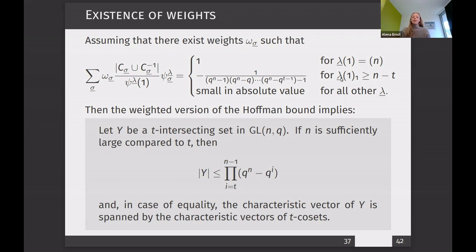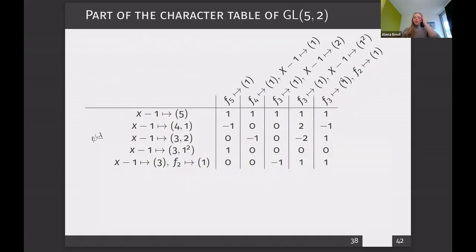So let us take a look at an example. In the case of the finite general linear group of 5 times 5 matrices over F2, we have to take a look at the matrix coming from these characters and these conjugacy classes. So these are the ones that we just picked. And we would have to explain that this matrix coming from this table is in fact invertible, which would give us the existence of our weights.